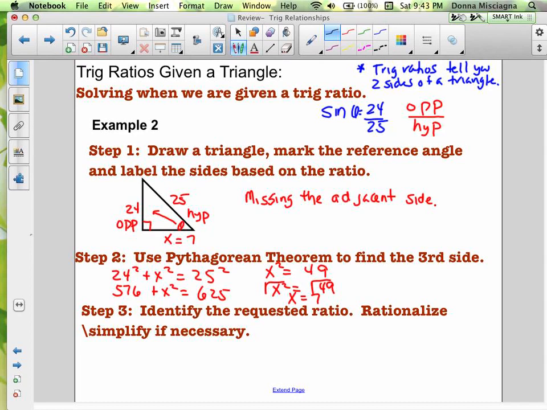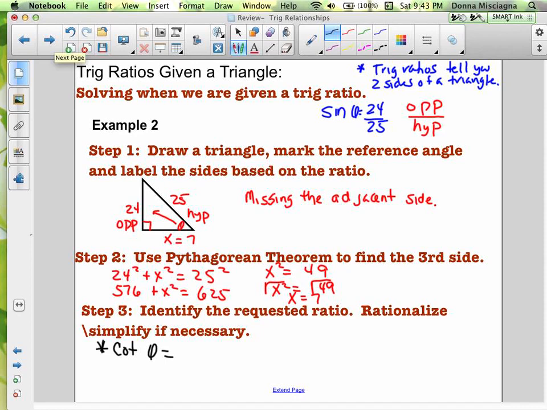Now that we have three sides of a triangle, we can find any ratio at all. If I asked for cosecant, by the way, we wouldn't even need to find the third side in a triangle, because cosecant is just the reciprocal of sine. So obviously I'm not going to ask for that. I'm going to ask for cotangent. That's going to be my requested ratio.